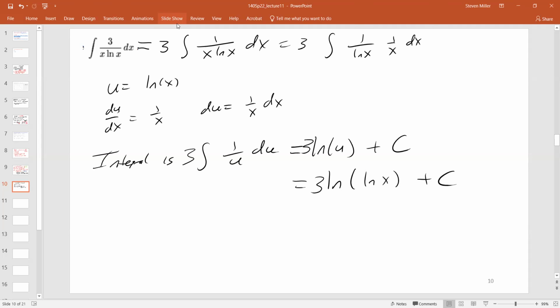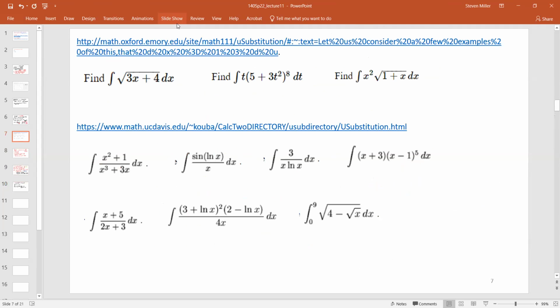So the whole point is to just find good things to try. The more problems you do, the easier it is to get a sense. We have time, I think, for one more. And again, we can do more of these when we do the review.